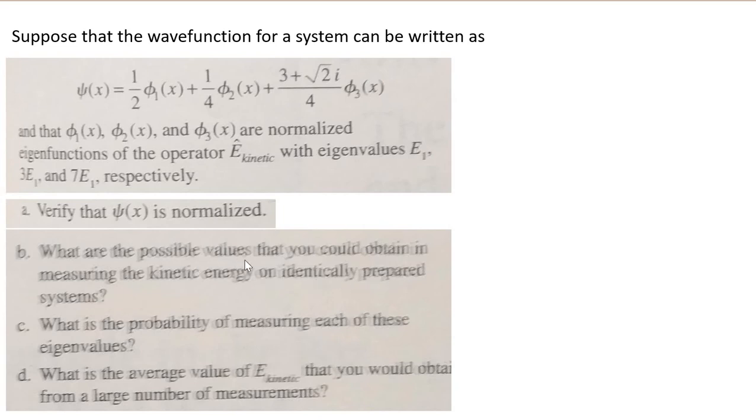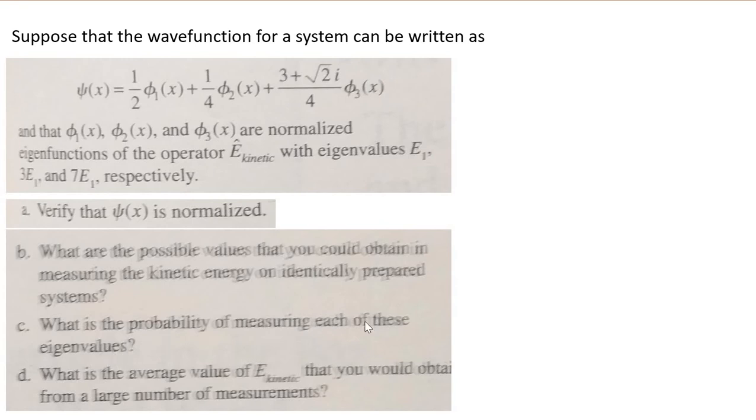What are the possible values? That is postulate 3. If you measure identically prepared systems one by one, then postulate 3 says that you will get one of the eigenvalues. And then what is the probability of measuring each of these eigenvalues?